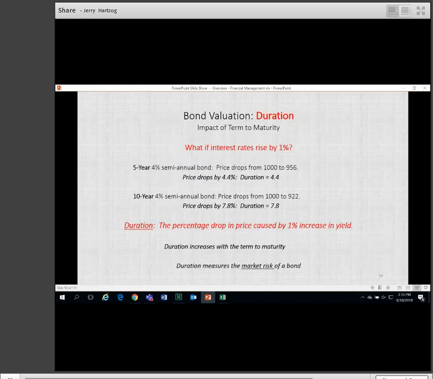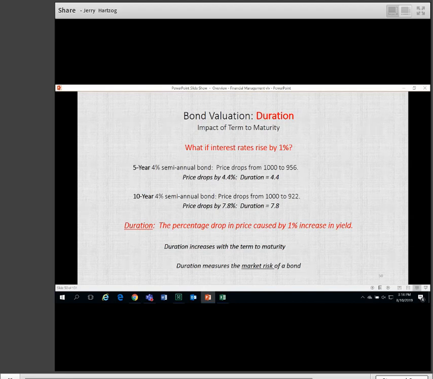Another item, and again, this is really a concept question. Don't worry about the calculations. It's something we call duration. So if we ask the question, what if interest rates rise by 1%? We start off, if we have a 5-year bond and a 4% coupon, if interest rates rise by 1%, the price of the bond will drop by 4.4%. In other words, it's what we call a duration of 4.4.